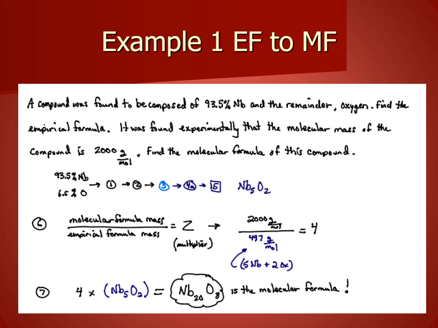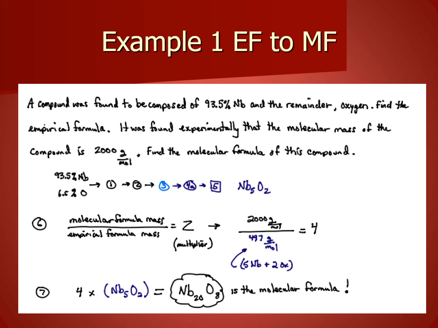Down here, here's my 4 times my empirical formula: 4 times 5, N2B0; 4 times 2, 08. N2B0, 08 is the molecular formula. There you go. That's how it's done. It might not make a whole lot of sense until you do a couple of them yourself, and I strongly encourage you to read the chapter because it'll give you more context and more examples.